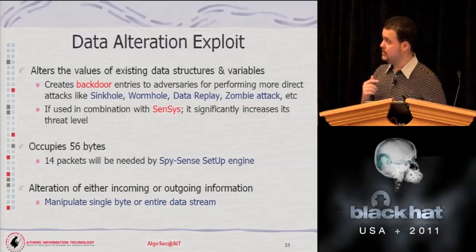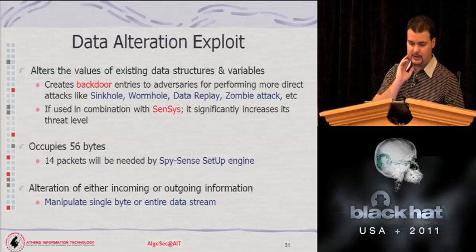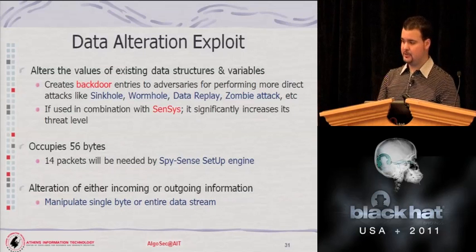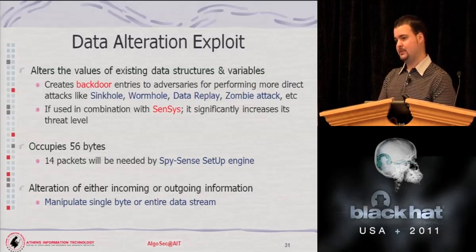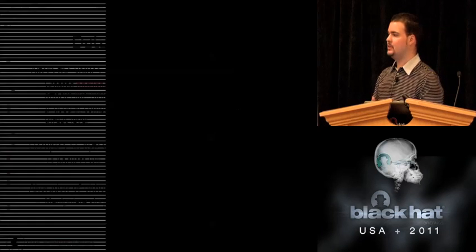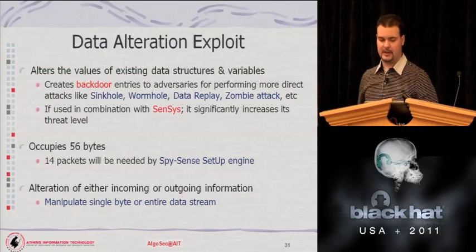The second exploit is the data theft exploit. Okay, the data alteration exploit alters the values of existing data structures and variables. So you tell the node that you want to change the data structure stored in this memory region, and you give it the data that will override this structure.